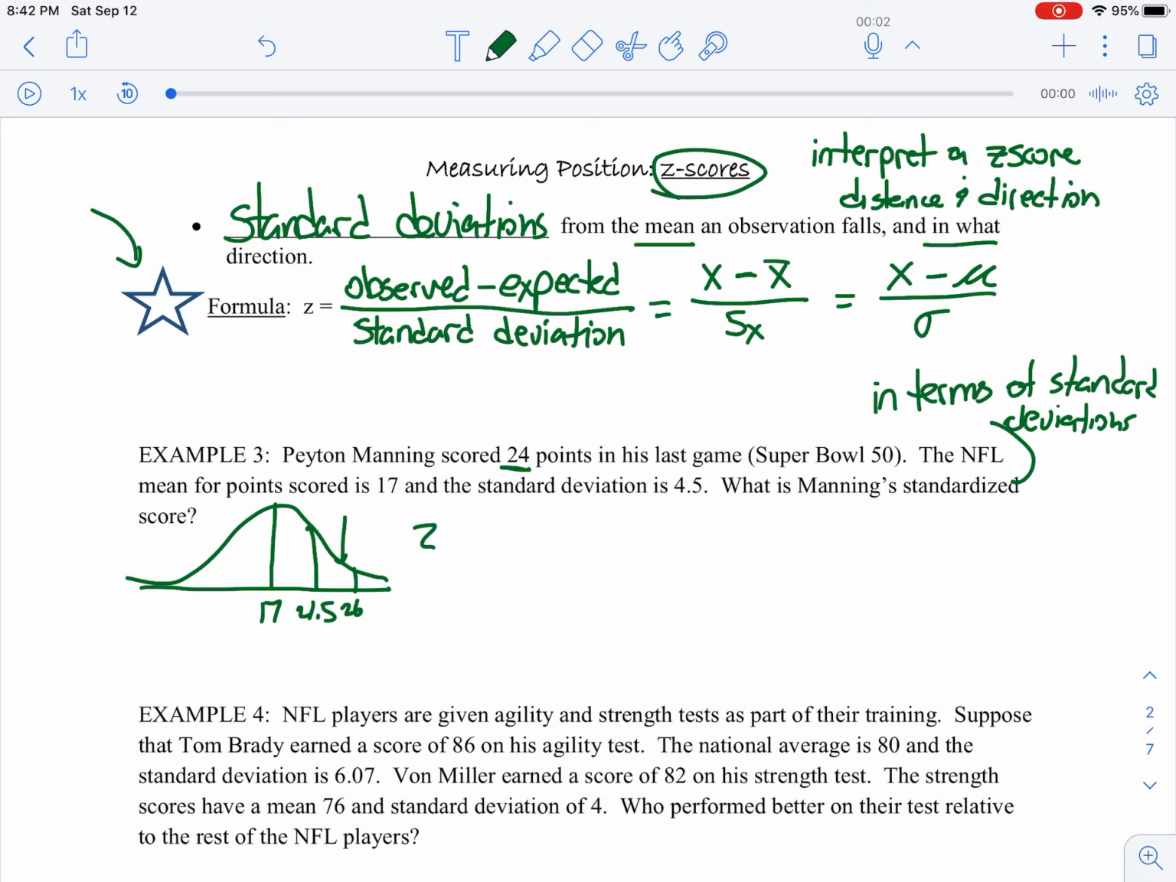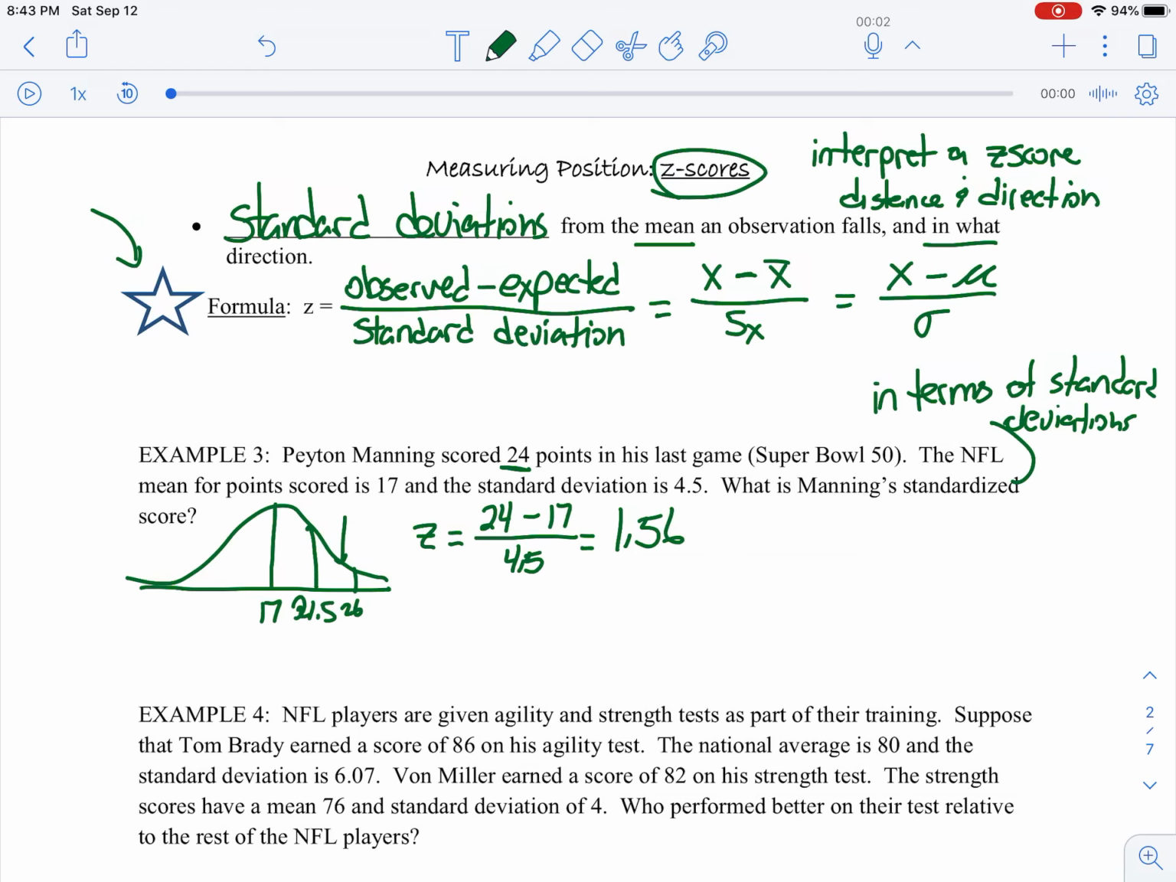But what we want is a specific value. So we're going to find a z-score for this. Again, it's observed minus expected, divided by our standard deviation. Technically, I'm dealing with the population on this one, but it doesn't matter which one we go with. What did we observe? We observed Peyton Manning scoring 24 points. How many points did we expect Peyton Manning to score? Well, that would be the mean, 17. What's the standard deviation of points scored? That's 4.5. So if we divide that out, that is 1.56.